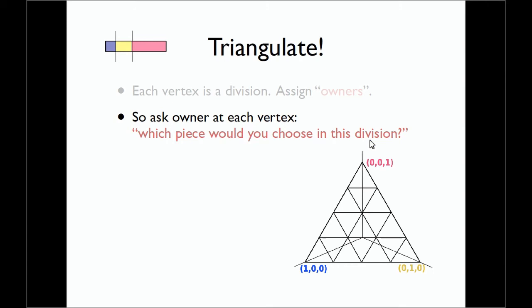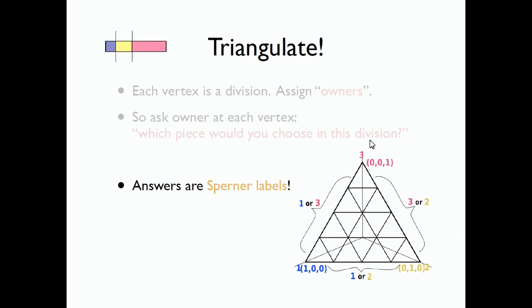What about here? No matter who the owner is, what are they going to prefer? Piece two. And along the bottom where piece three is empty, which piece are they going to prefer? One or two. I don't know. It's either one or two. It's not three if they're hungry. Are you with me? So in fact, the answers that I'm going to get in this way are a Sperner labeling.